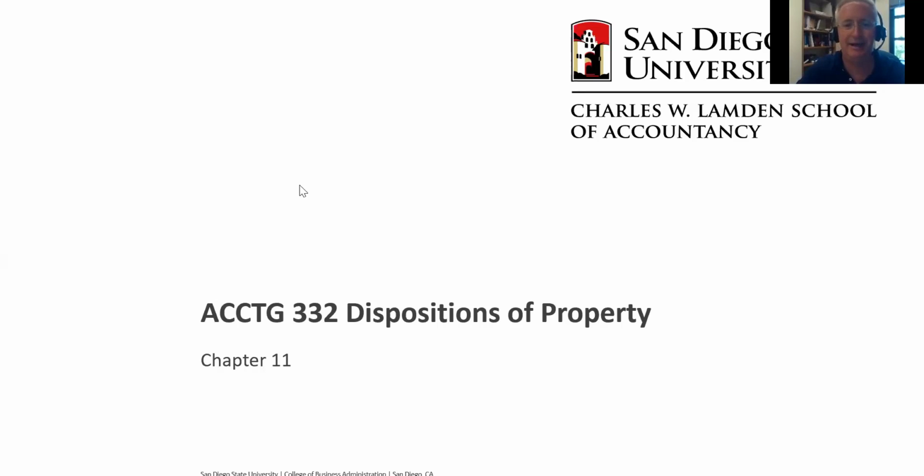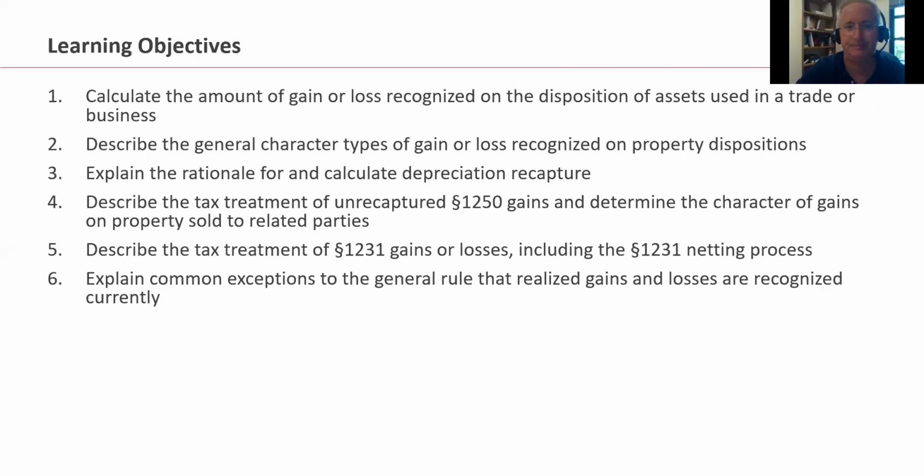All right, chapter 11. So in theory, we've gone through the acquisition of property. We've gone through the cost recovery of property through depreciation and amortization. This chapter is all about getting rid of that same property through a disposition. So learning objectives, we're going to talk about calculating the amount of gain or loss recognized on the disposition of assets used in a trade or business.